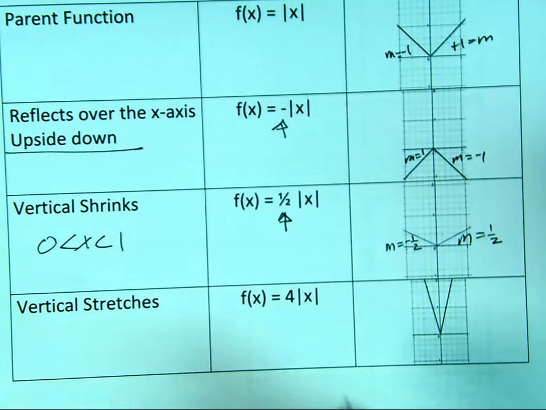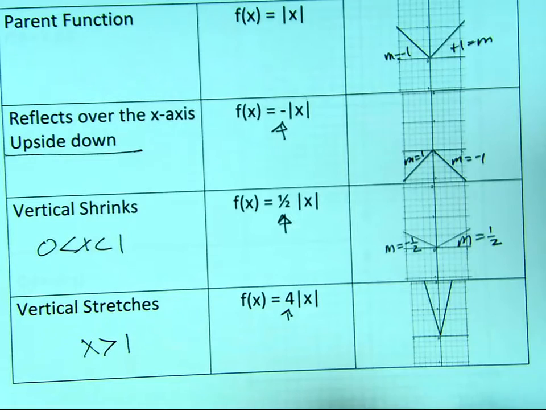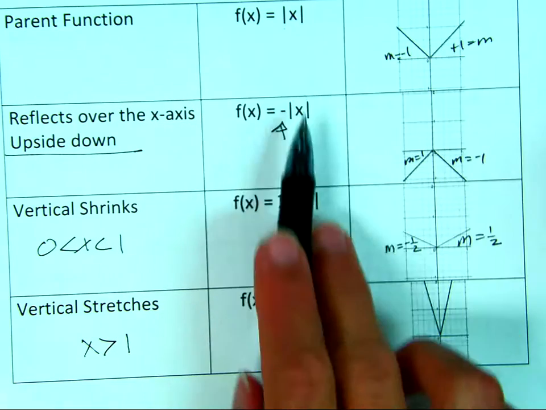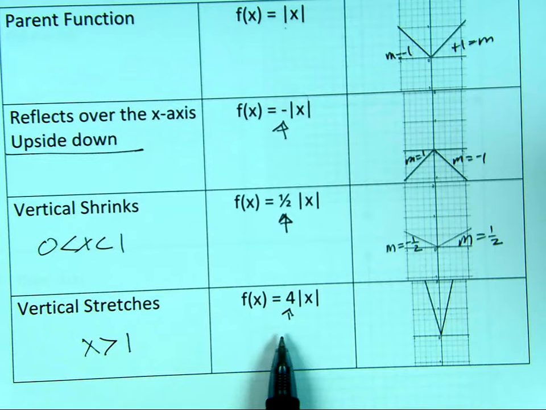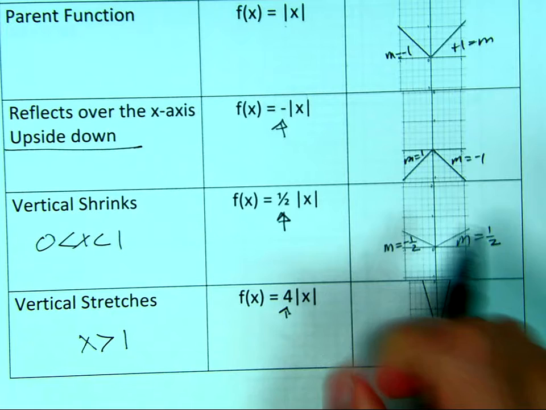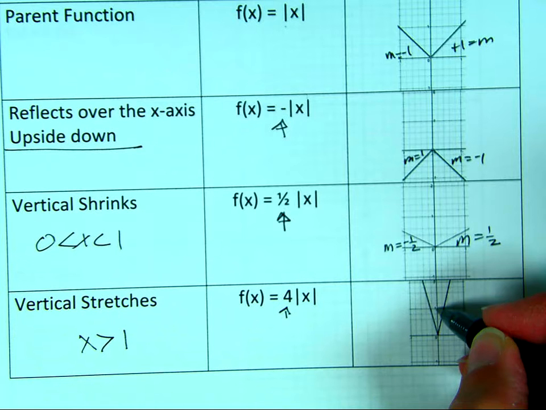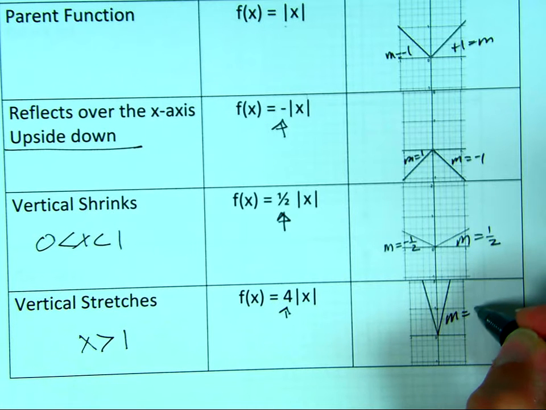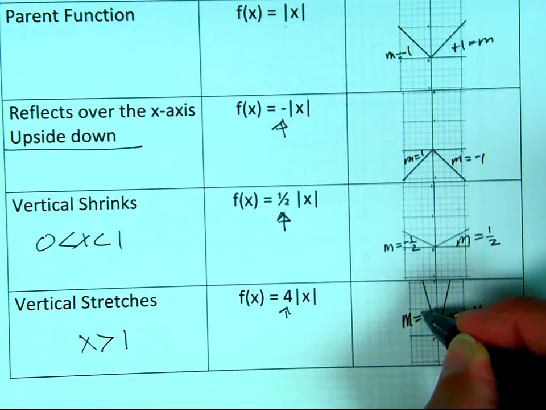And then what happens when this number is bigger than 1? We already figured out this is 1, this is negative 1. Now we know what happens when it's between 0 and 1, and what happens when it's greater than 1? Well, you can see that it stretches it, pulling it up that way, and so the slope gets larger. So what's the slope here? Up 4 over 1. The slope is 4 here. And what's the slope here? Up 4 left 1. So the slope is negative 4.